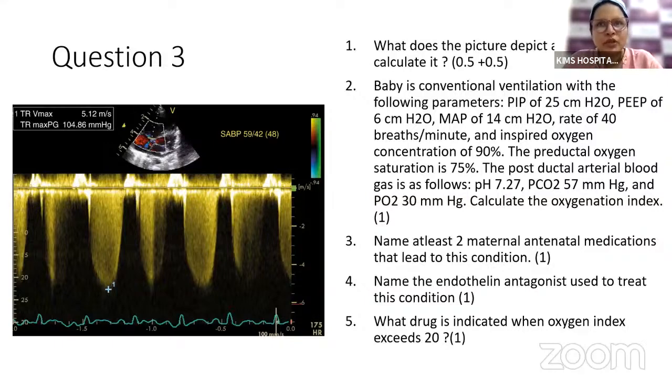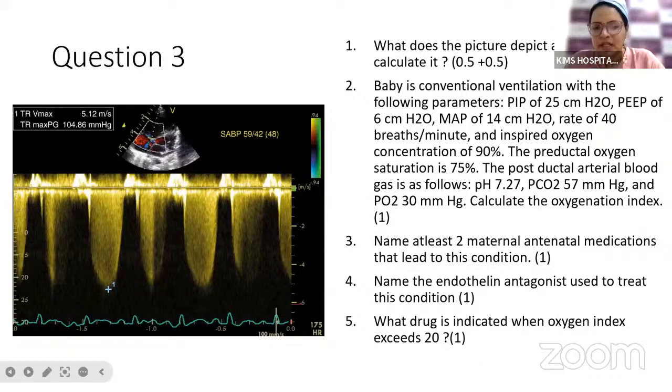There are some relatively newer drugs that are used to treat PPHN, especially in the neonatal literature, like magnesium sulfate, prostacyclin, which is PGI2, and bosentan is coming up these days. It is an endothelin receptor antagonist.